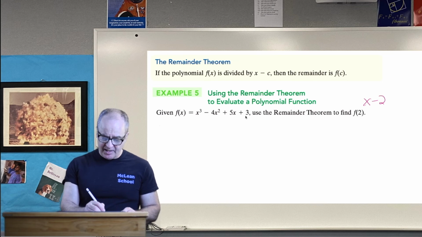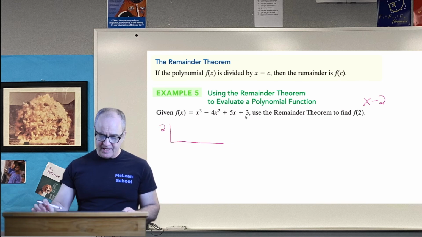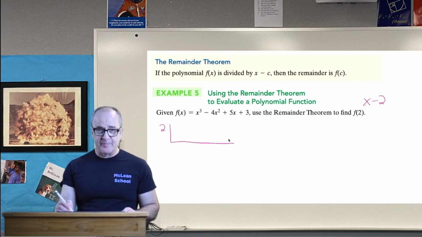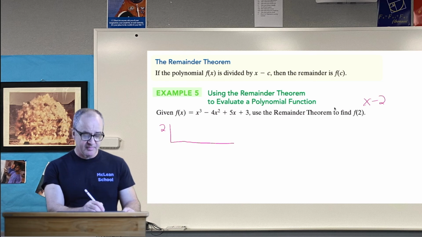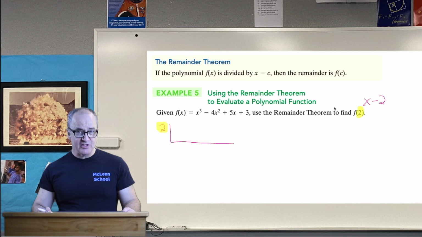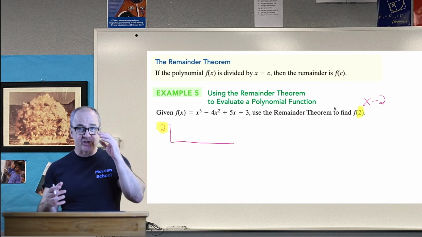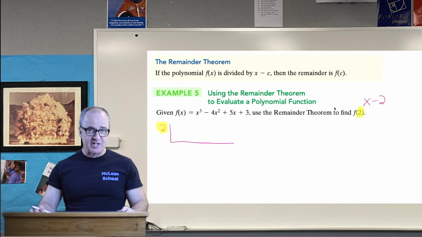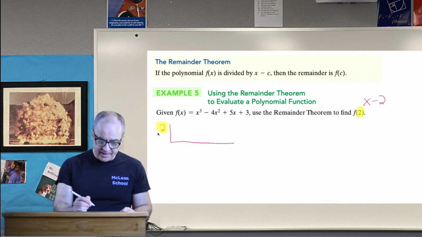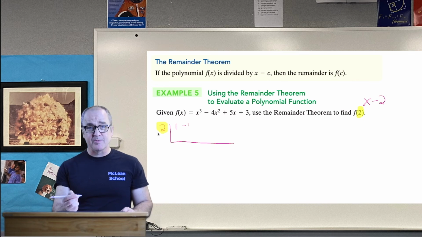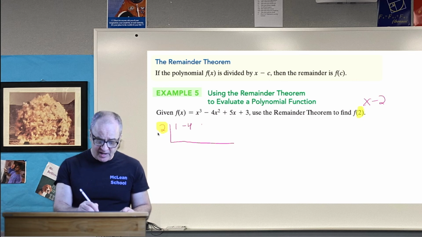In other words, I'm going to write 2 here. There's no switch now. If you're using synthetic substitution to find a value, you don't switch. If you're using synthetic division to get an answer to a division question between polynomials, then you do switch the sign. But this 2 stays positive 2, and my coefficients are 1, negative 4, they finally put an x squared in there, we don't have to put a 0, 5, 3, and now I just bring down the 1.